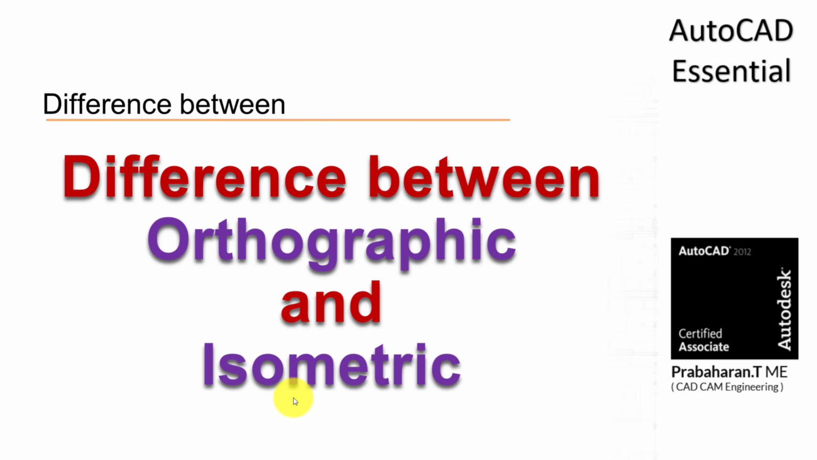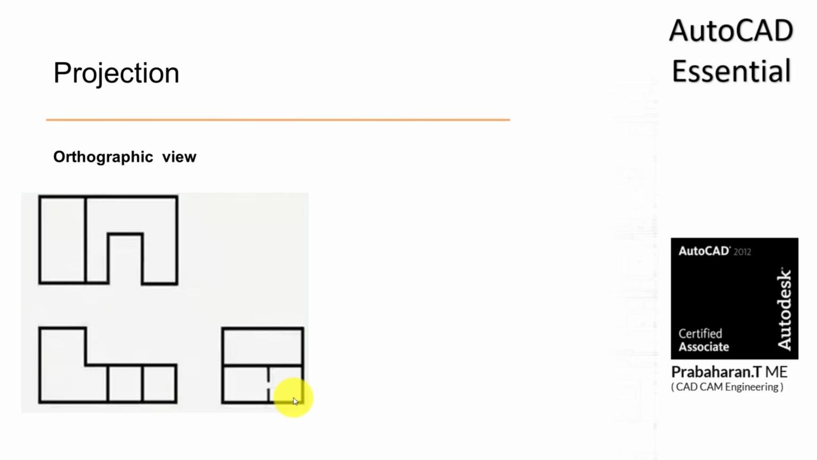Okay, so now we are moving into the isometric. Then what is the difference between the orthographic and isometric? Generally, we have two types of projection. One is orthographic projection, another one is isometric projection. Projection, in the sense, we can say a view of the component. Okay, so how are we viewing the component?